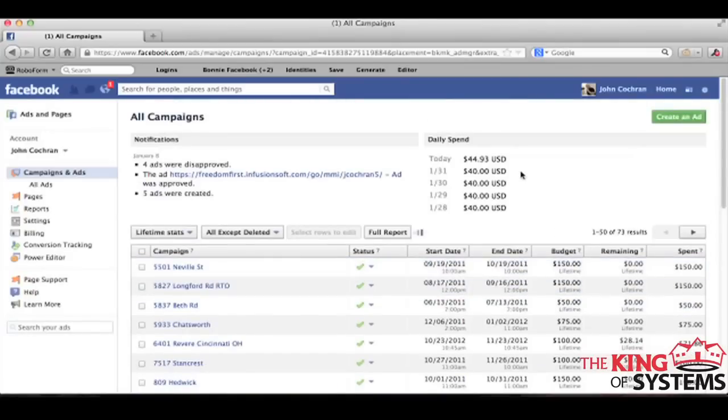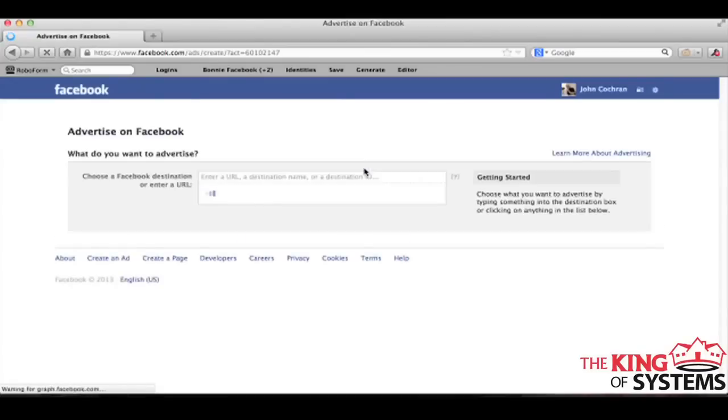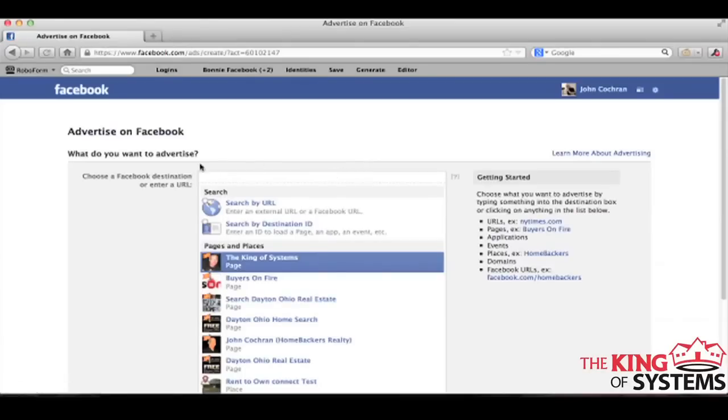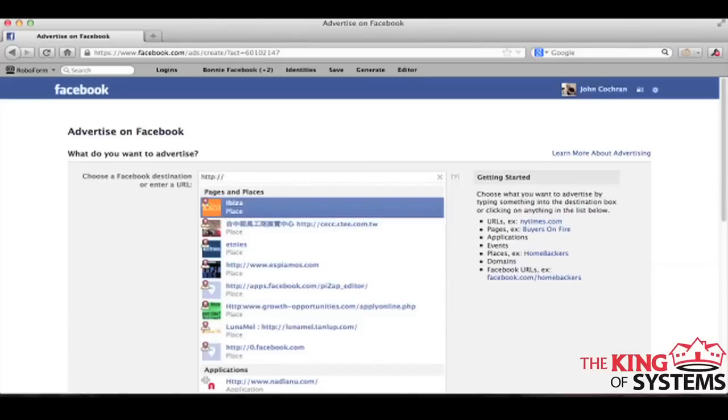So if you go up here, in order to attract a bunch of buyers, you need to go up to create an ad. Go and click create an ad. The very first thing you need to do is choose a Facebook destination. Whenever they click one of those ads on the right-hand side, where do you want them to go? We send these all to one of our squeeze pages, one of our Buyers on Fire squeeze pages. So let's go ahead and do one of our Buyers on Fire squeeze pages.